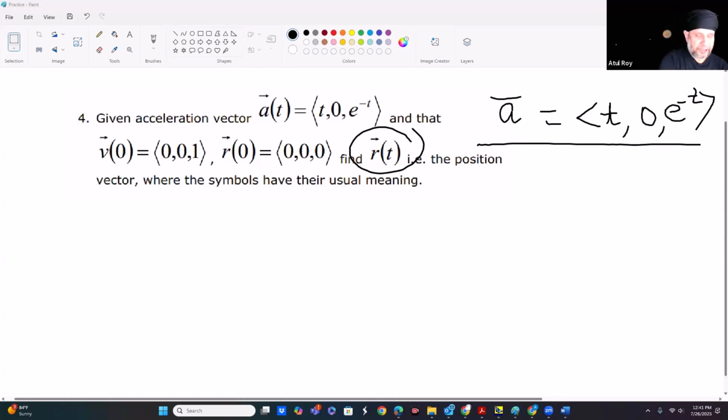Okay, so acceleration, you know, is what? The derivative of the velocity, okay?